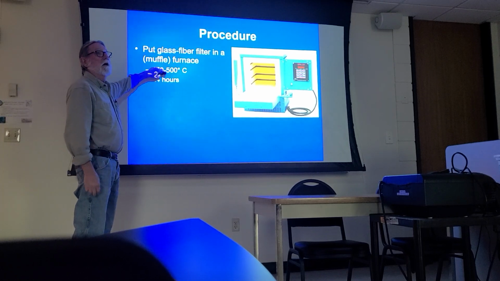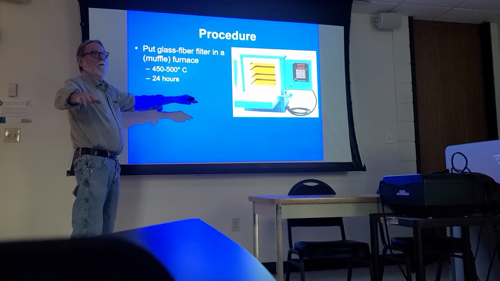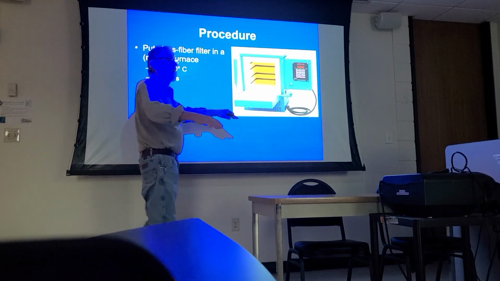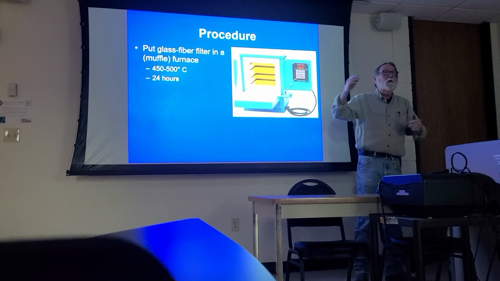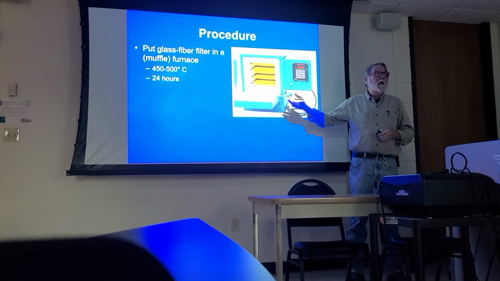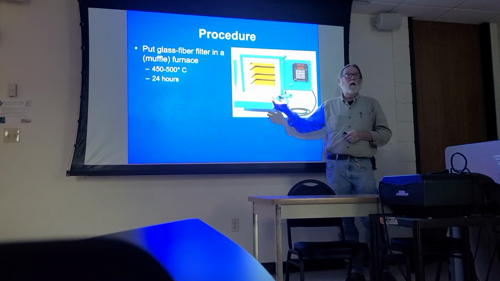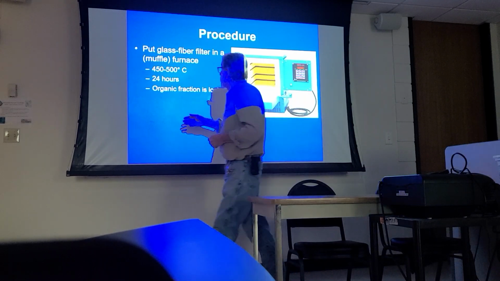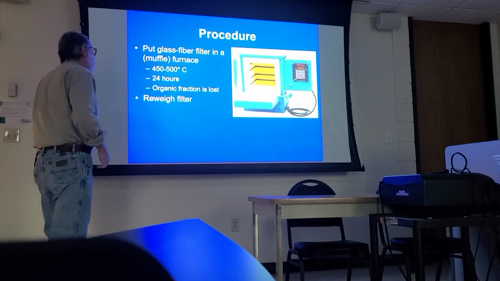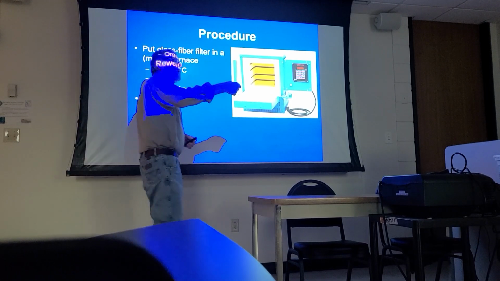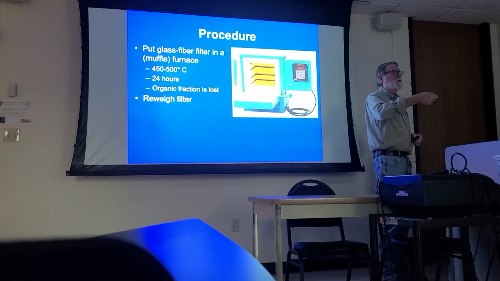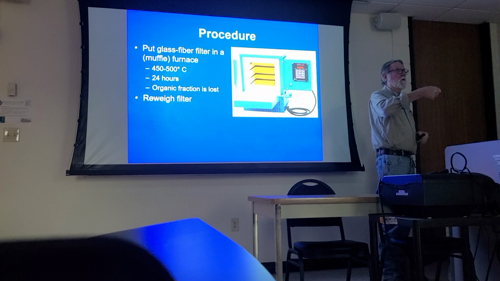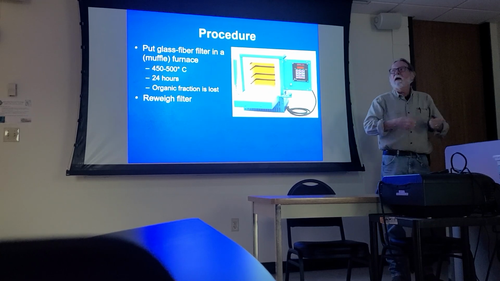This temperature is high enough to destroy all organic matter. So everything's gone. Any carbon in there has been turned into carbon dioxide, and it's gone. The only thing that's left is inorganic matter that wouldn't burn. We call that the ash. So the organic fraction is lost. Now when I reweigh the filter, the filter weight hasn't changed, but the organic matter's gone. So I just have the ash.